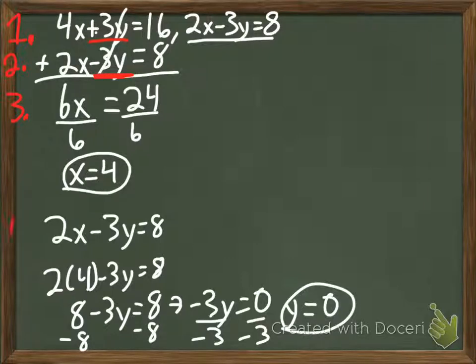And then here's where step 4 starts. I pick an original equation. It doesn't matter which one you pick, you'll get the same answer for both. I substitute in the variable that I know from step 3, and I got my second answer. So I got y equals 0 and x equals 4.